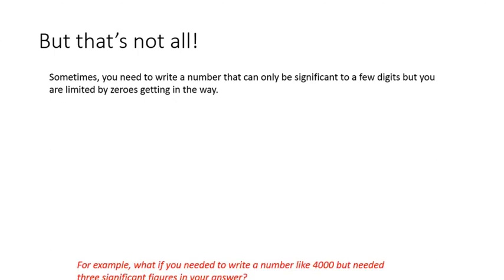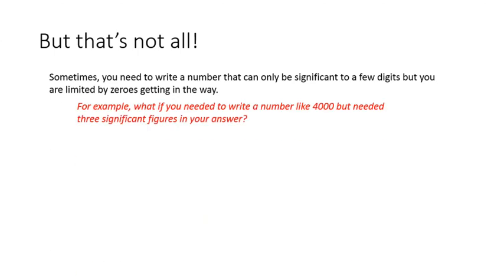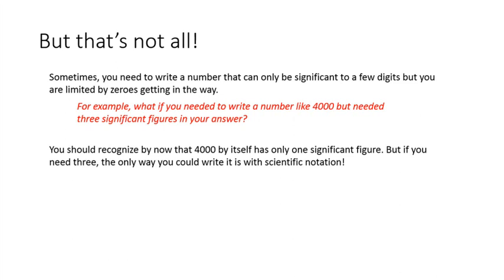For example, what if you had to write the number like 4,000 and you needed 3 sig figs in your answer? Well, when you look at 4,000 without a decimal point, how many sig figs does it have? Hopefully you said 1, just the 4, because those zeros, you don't know what that is. And if you wrote that in scientific notation, it's actually 4 times 10 to the third. So, like I said, you should recognize by now that 4,000 by itself has only one significant figure.